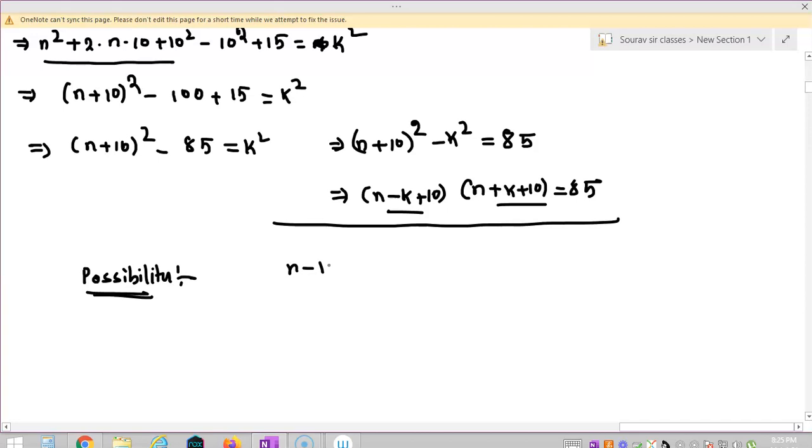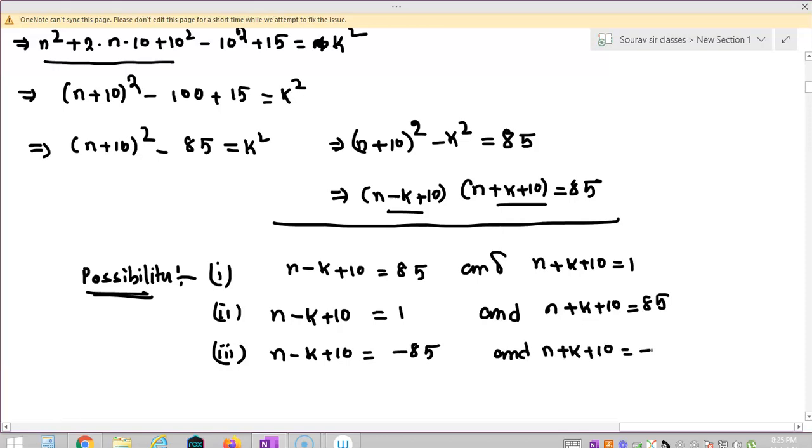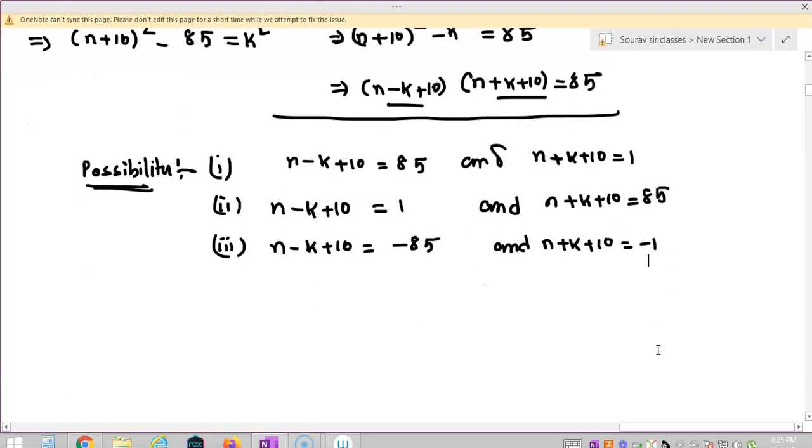It is possible that n minus k plus 10 is equal to 85 and n plus k plus 10 is equal to 1. This is the first possibility. The second possibility is n minus k plus 10 is equal to 1 and n plus k plus 10 is equal to 85. The third possibility is n minus k plus 10 is equal to minus 85 and n plus k plus 10 is equal to minus 1.